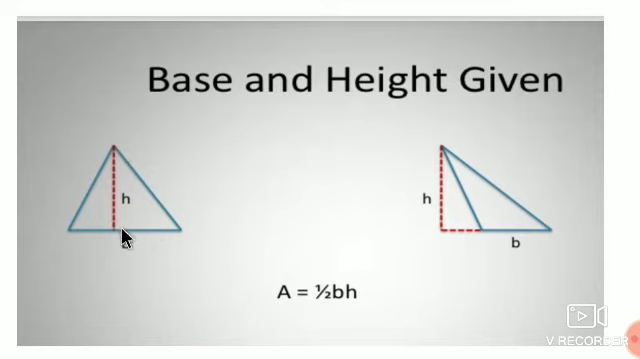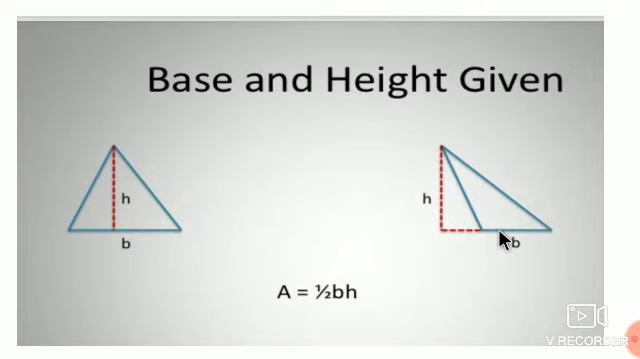Perpendicular means it forms the right angle here, means the 90-degree angle. So this perpendicular line is the height of the triangle. In this triangle, we cannot find out the height here.